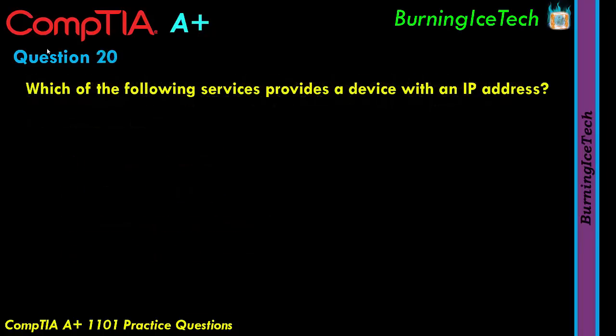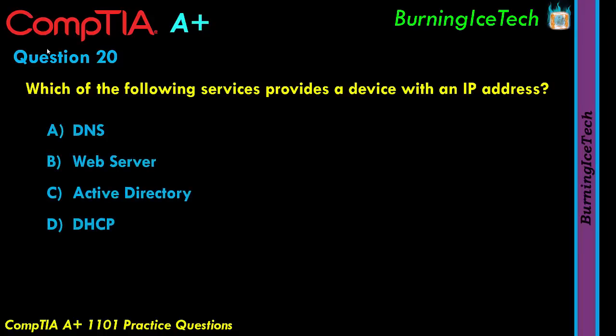Question 20. Which of the following services provides a device with an IP address? All right, so here are the services we've got at our disposal. We've got DNS at the top, so that's domain name server or service, depending on how you want to look at it. That is to convert IPs to names and names to IPs. It's not the only thing it does, but in a nutshell, that's what it does.